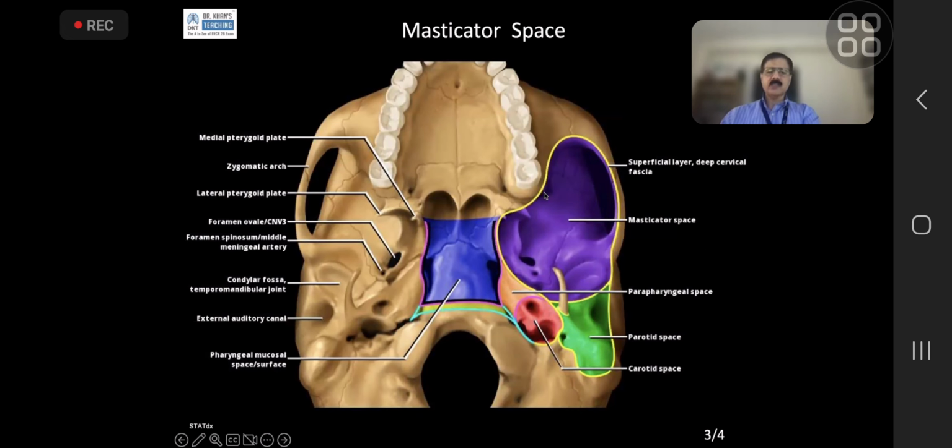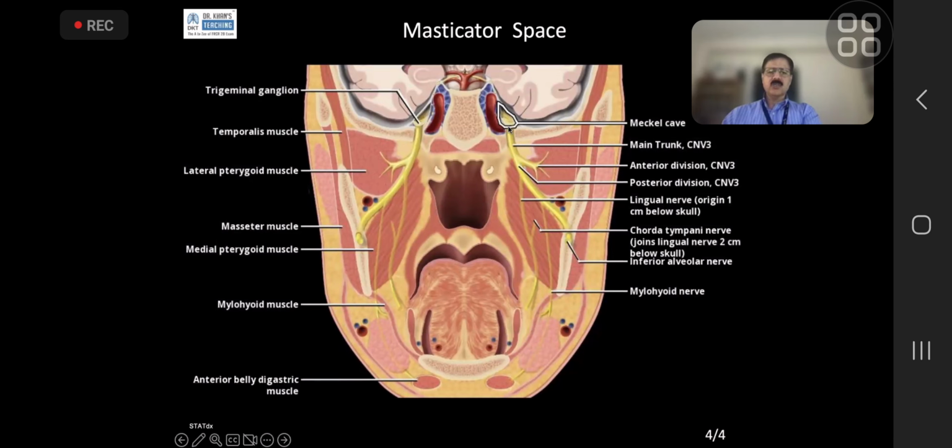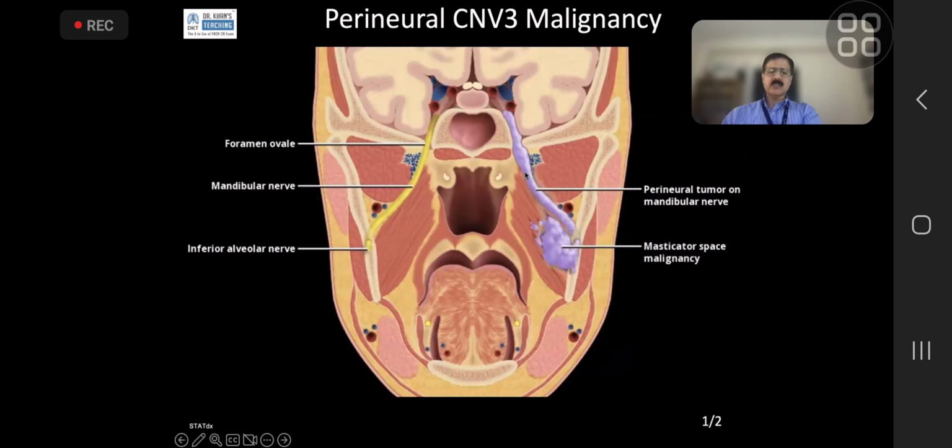This is where the masticator space touches the base of the skull. Key point is look at the foramen ovale. This is the foramen spinosum where the middle meningeal artery passes. Now, this diagram tells you the same concept, that the V3 nerve passes and goes into the Meckel's cave. And this diagram tells you everything: a tumor sitting here, just like a wire, can go up through the wire upstairs into the brain.